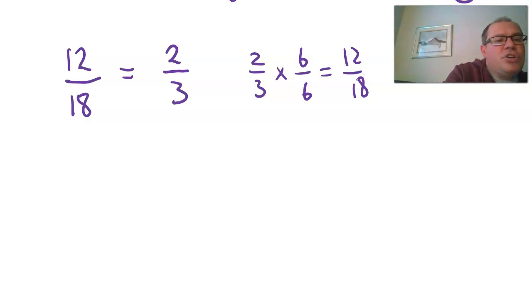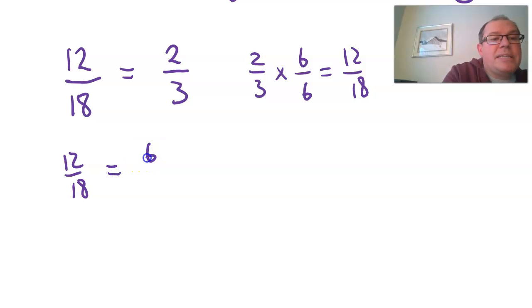Okay, now there's another way of doing 12/18. What you could do is you could have picked the number 2. So if we divide top and bottom by 2, we get 6/9. Are there any numbers that go into 6 and 9 other than 1? Yes, 3. So we can go again.